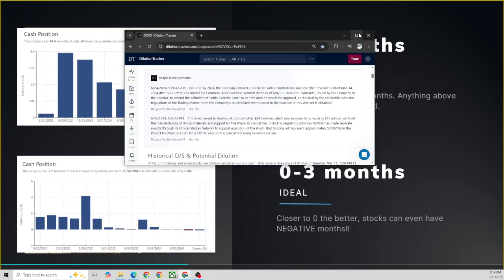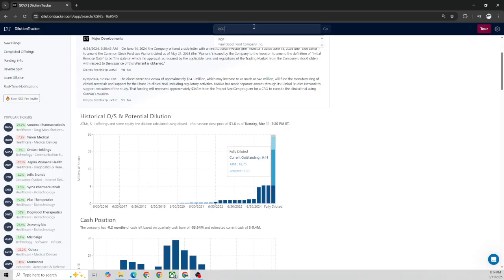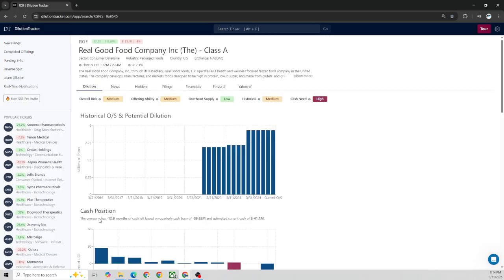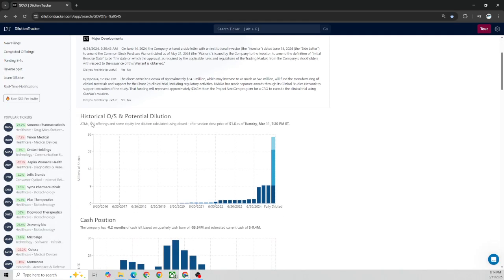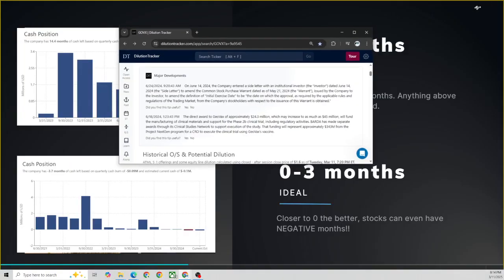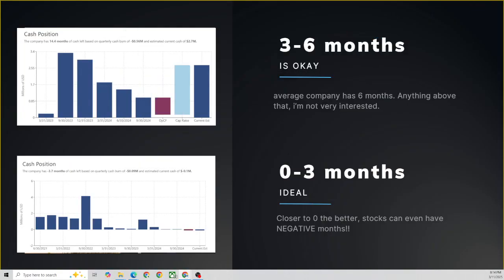Guys, I saw a company the other day with negative 13 months of cash. These guys are just a crazy company. I have a story about them, but it's for a later date. But the point is, you want to find companies that have relatively no cash or negative cash. They are starting to swallow in debt.